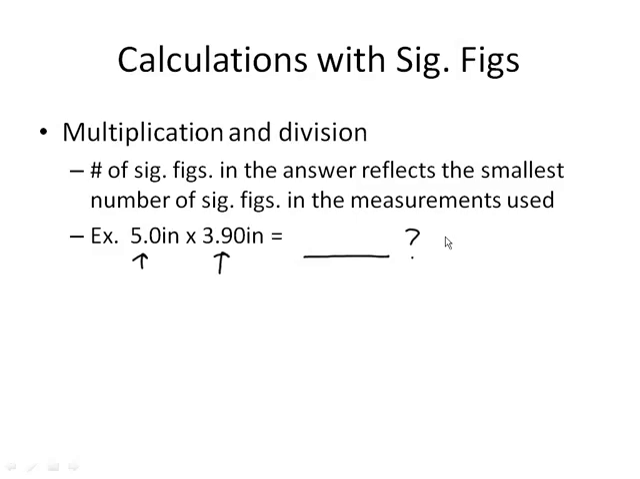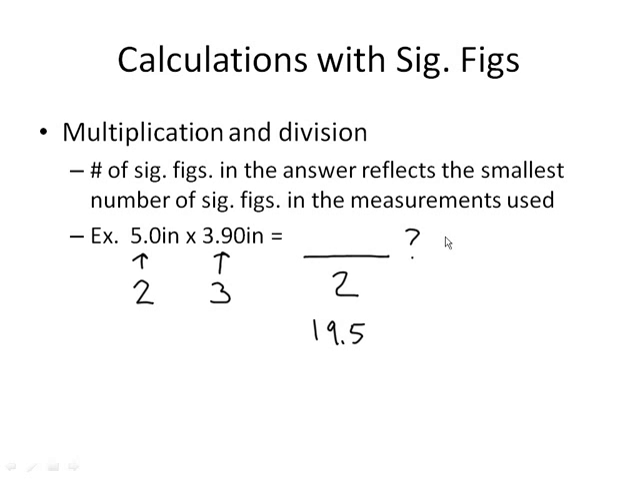So 5.0, if we look at that, it's got a 5, which definitely counts as significant. It's got a decimal point and a trailing 0, which we know trailing zeros count when there's an explicit decimal point. So this has 2 sig figs. 3.90, for similar reasons, has 3 sig figs. So that means my answer should have 2 sig figs. So if you whip out your calculator and put in 5.0 times 3.9, I get 19.5 on my calculator.